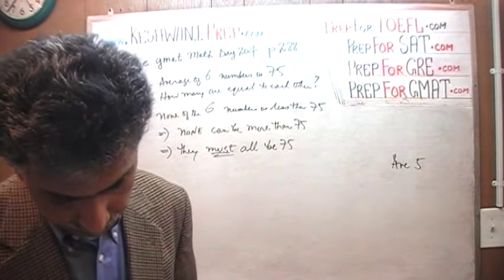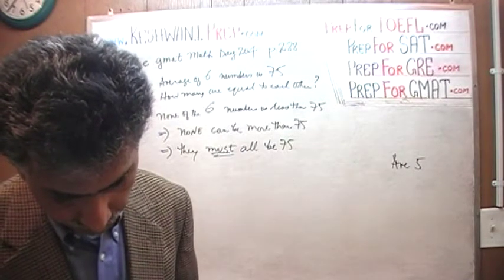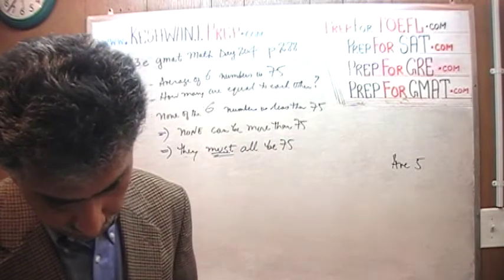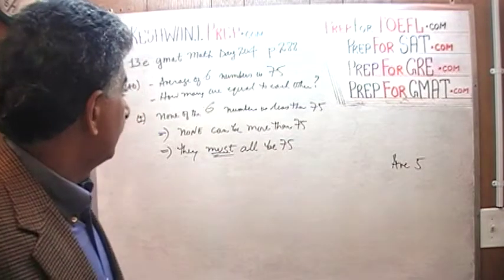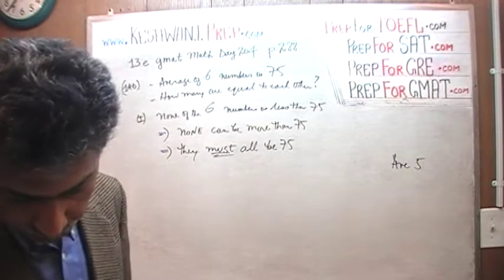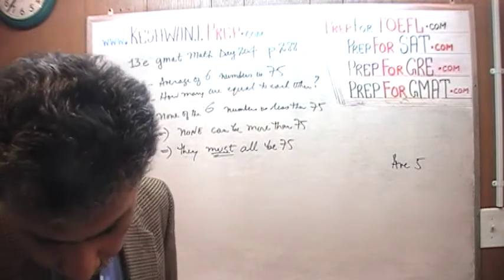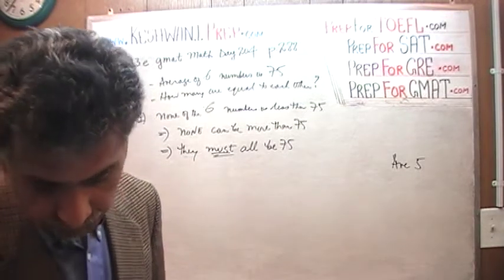Is that what they're asking? 144. Are all numbers... Well, that's what they're asking. Are all numbers equal to each other? I don't know why I rephrased the question. Maybe I'm reading the wrong one. If the average of the 6 numbers is 75, how many of the numbers are equal to each other?